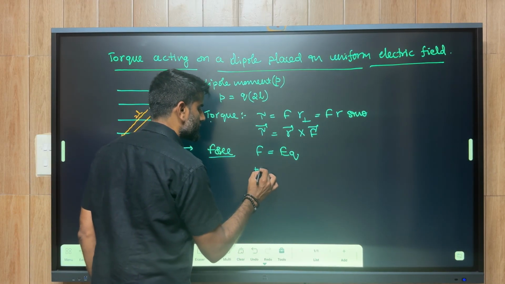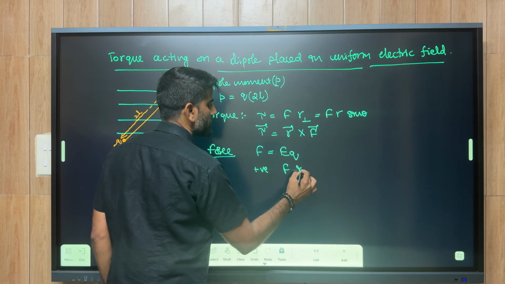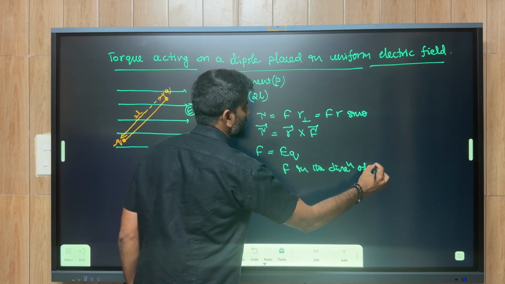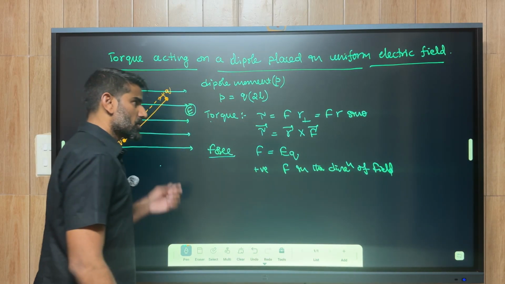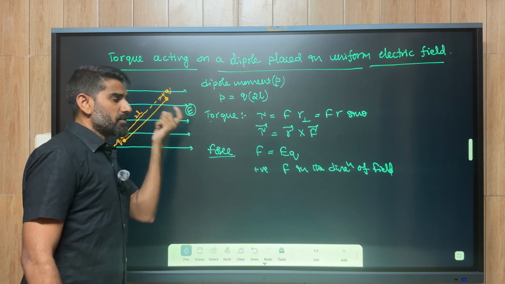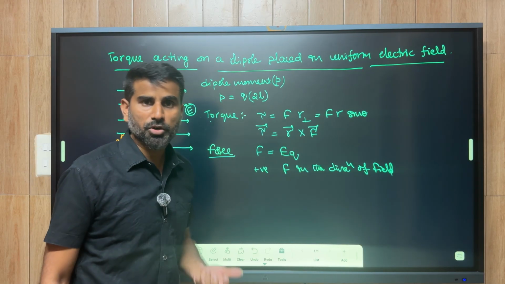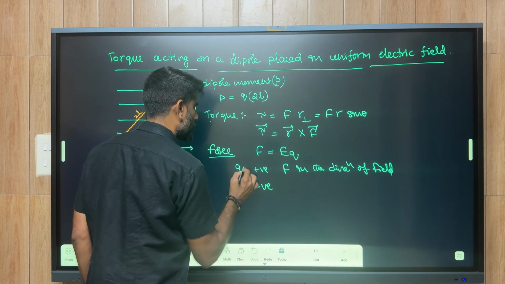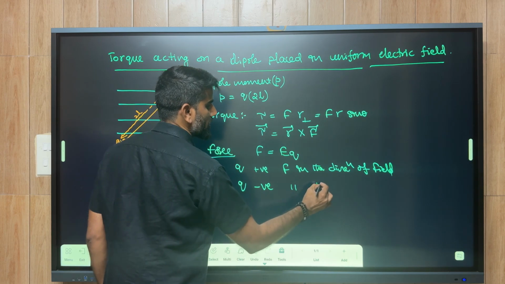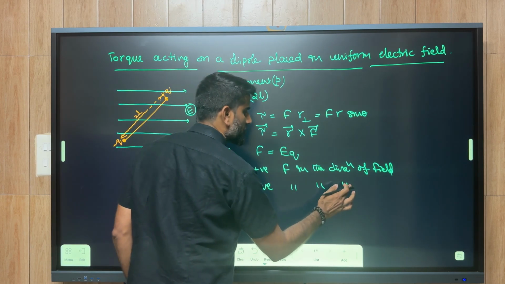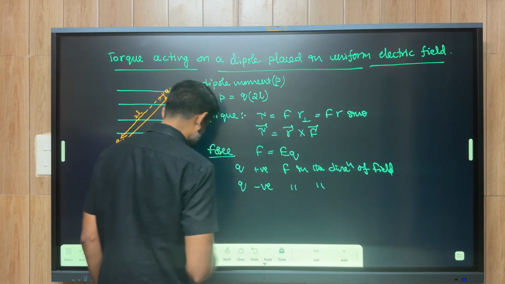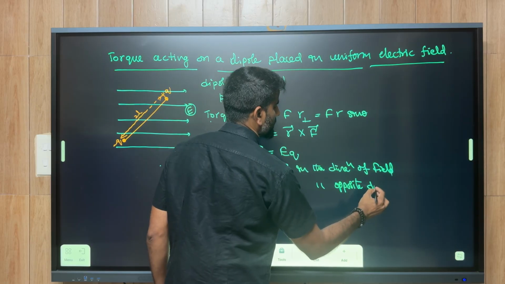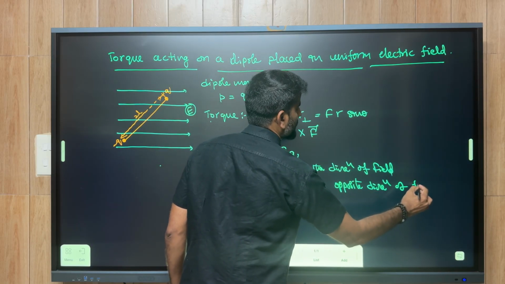For a positive charge, the force is in the direction of the field. That means whatever the direction of the electric field is, in the same direction the force also acts on the positive charge. What if the charge is negative? For negative q, the force is in the opposite direction of the field.